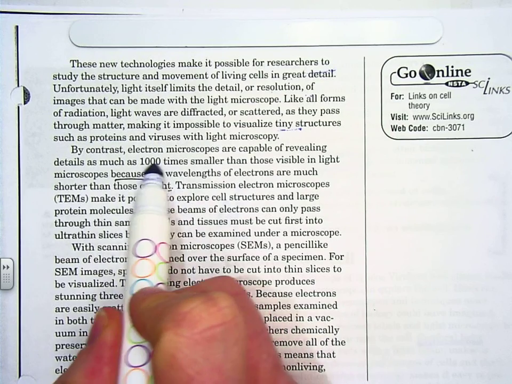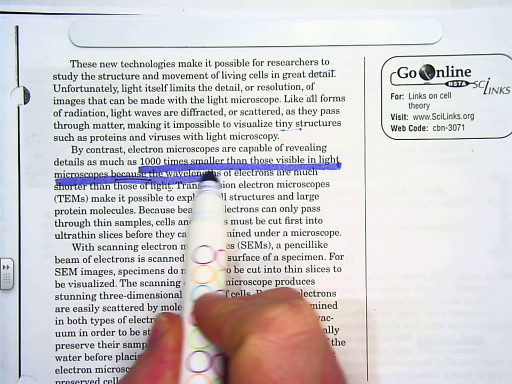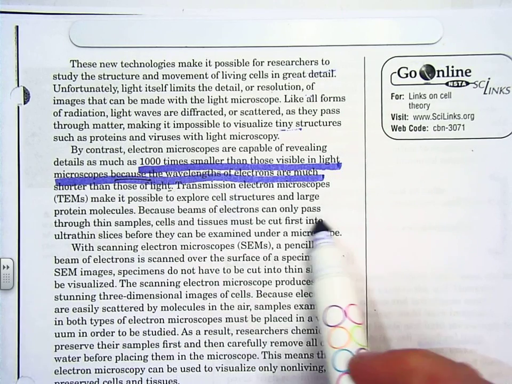Oh, yeah, this looks like a great quiz question. Why do electron microscopes make much closer images than light ones?